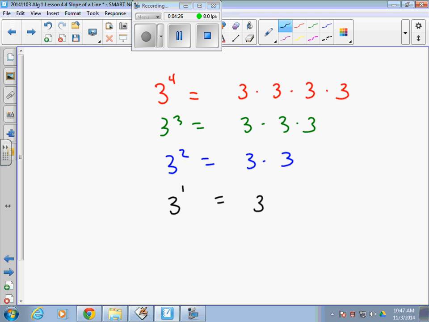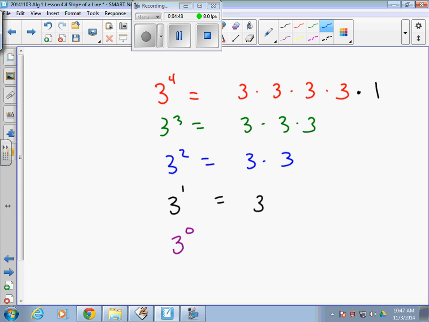Okay? The reason 3 to the 0 power, the reason anything to the 0 power is 1, is because not only is 3 to the 4th power 3 times 3 times 3 times 3, it's actually times 1. And the reason that you don't ever write it that way is because there's no reason to write something times 1.